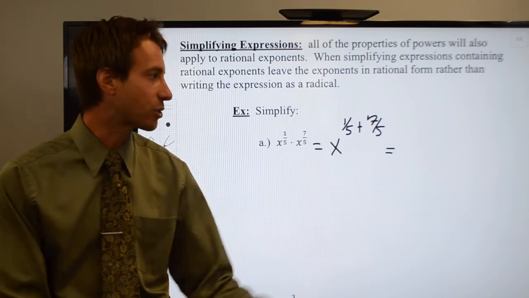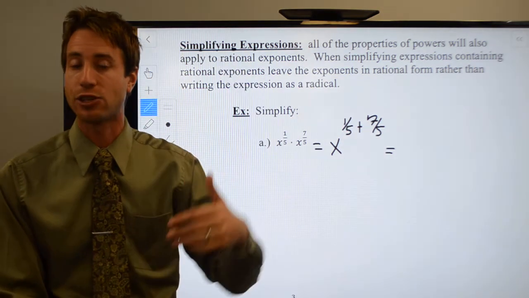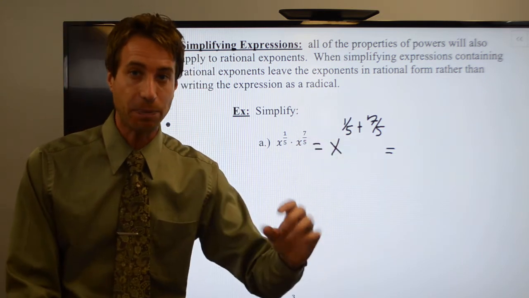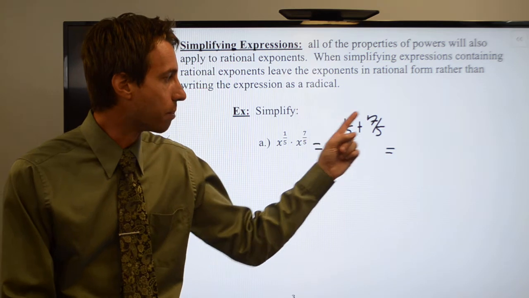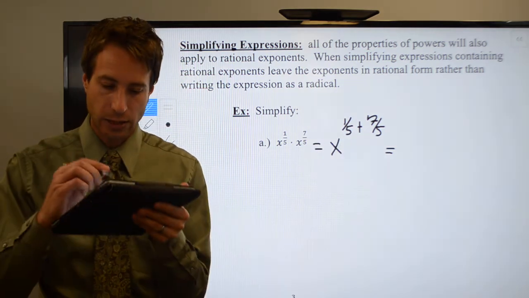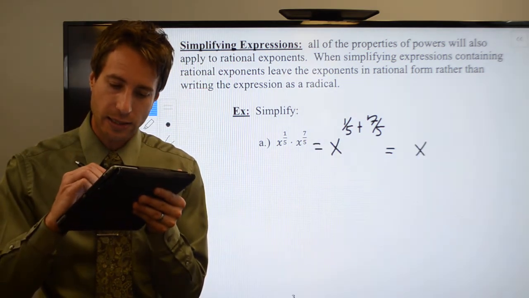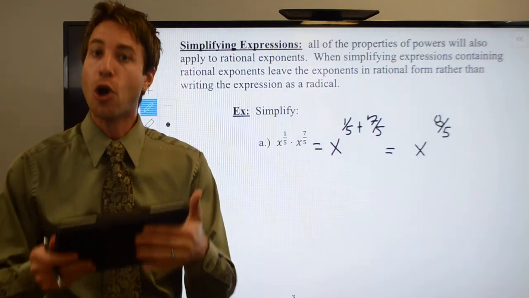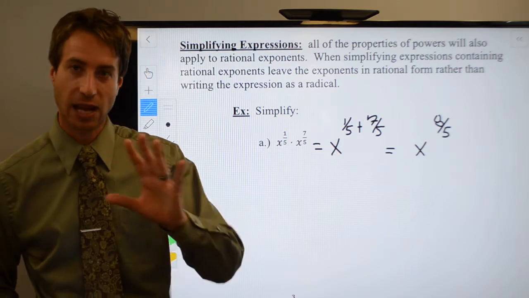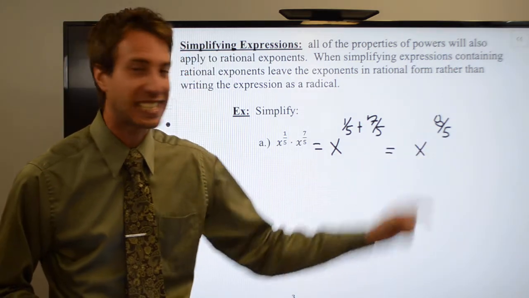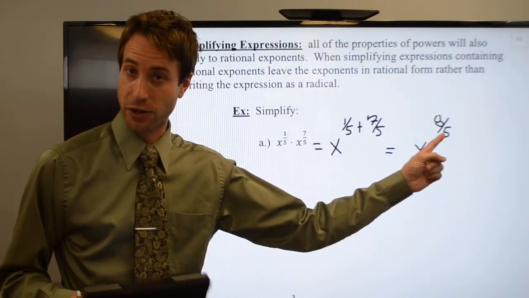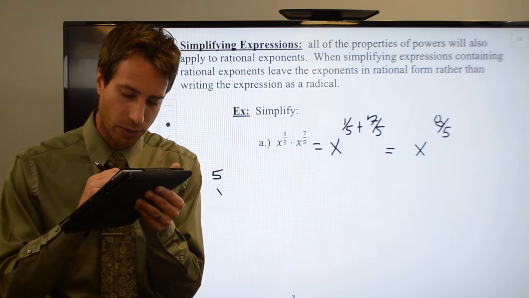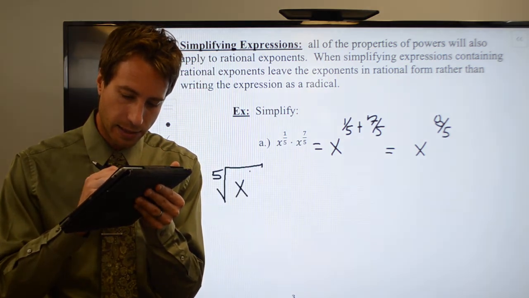I was nice on the first one, and I already gave you rational exponents with a common denominator, so now all we do is add the numerators and keep the common denominator. 1 plus 7 is 8. So this is equal to x raised to the 8/5 power. But we can further simplify this. The numerator stays the power, and the denominator, the 5, becomes my index. So I can rewrite this as the 5th root of x to the 8th.